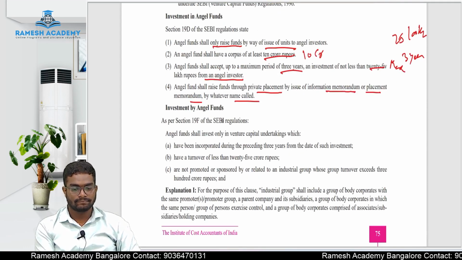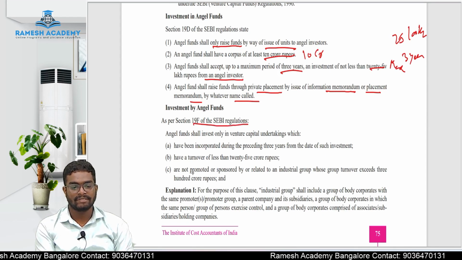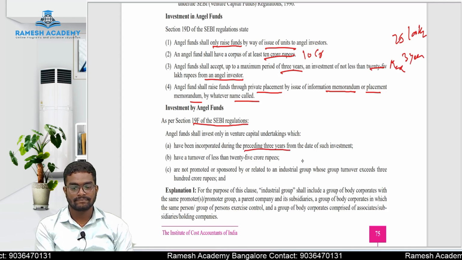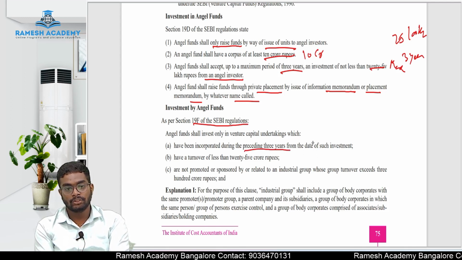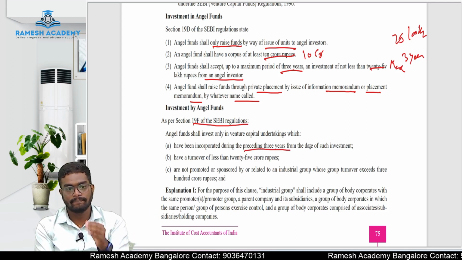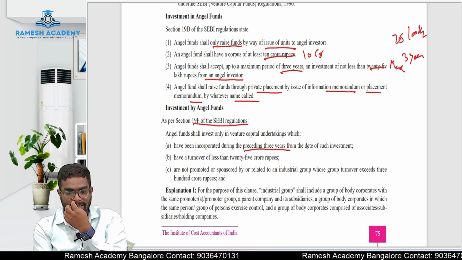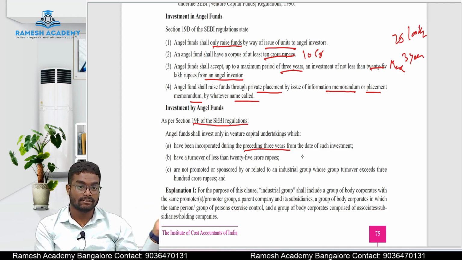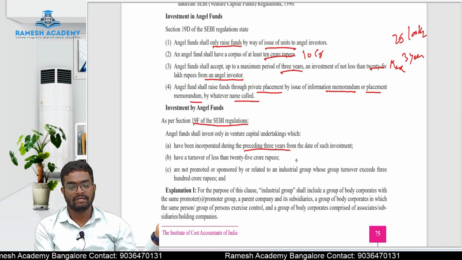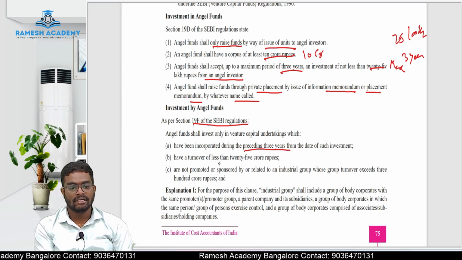Investment by angel funds. As per 19F of the SEBI regulation, angel funds shall invest only in venture capital undertakings which have been incorporated during the preceding 3 years. So if you are planning to invest today, it should be established within 3 years from today. If today it is 2024, it should have been established after 2021, not before that. Then you cannot invest in that.